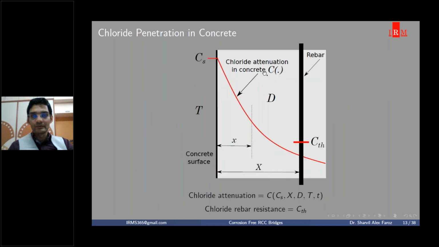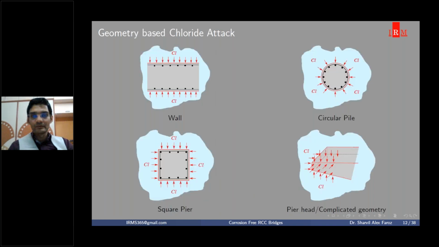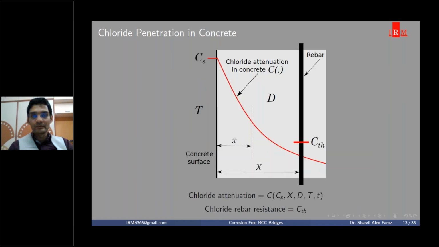Now I am taking you to a micro picture. In the previous slide I talked about the macro picture, how the chlorides start penetrating from outside. Now I am taking you to a micro picture. This is a section of your concrete. This is your external concrete surface. This is your reinforcement. CS is the total amount of chlorides that are attacking from outside. This red line indicates the chloride attenuation within the concrete, or how the chlorides are penetrating. So it is a concentration function or attenuation function.